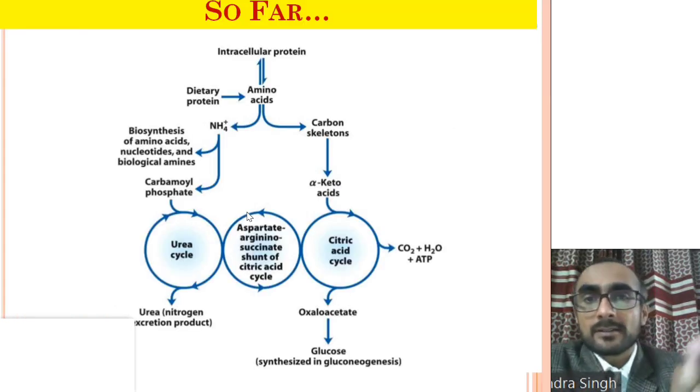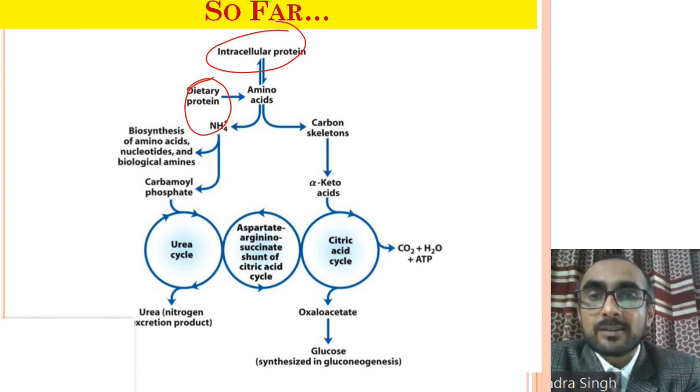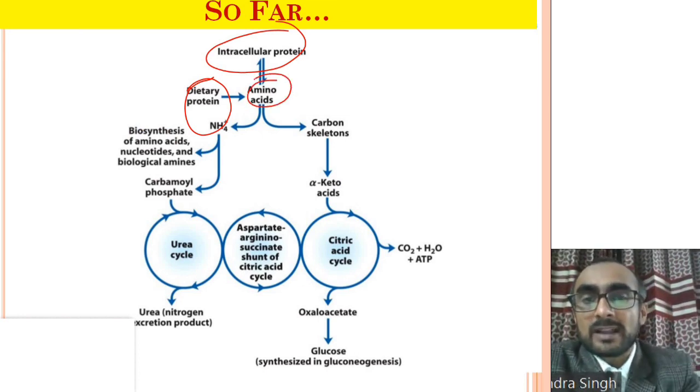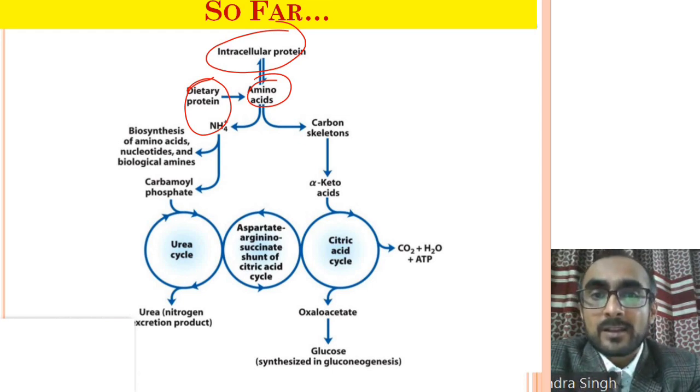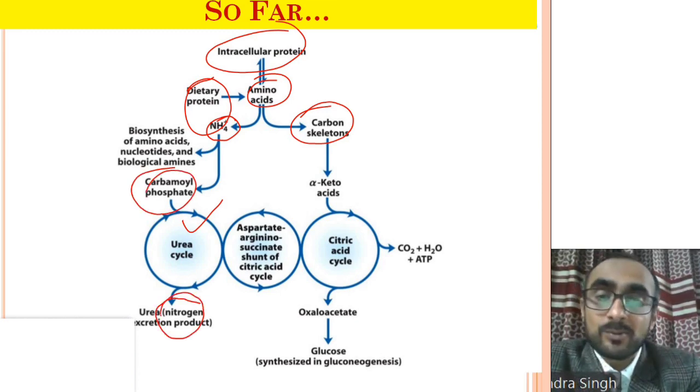So far in the previous lecture we have seen that the intracellular proteins and also dietary proteins were hydrolyzed into amino acids, and in the first reaction of amino acid catabolism, the amino group was removed in the form of ammonia and the carbon skeleton was left. This ammonia enters the urea cycle through carbamoyl phosphate, and eventually urea is produced, which is excreted out from the body. So this we have covered in part 1.